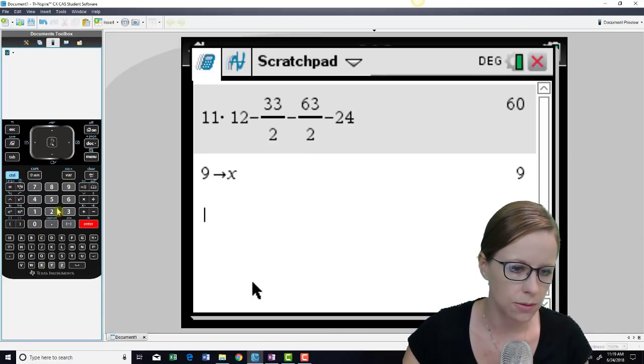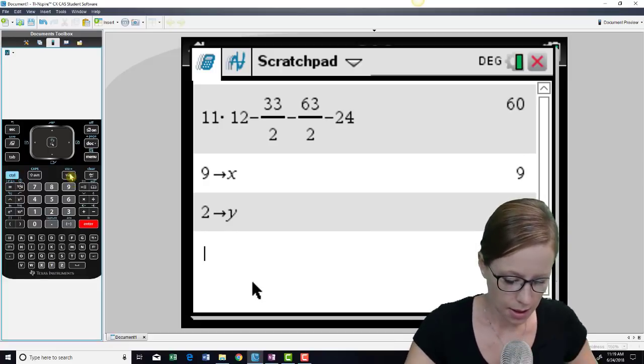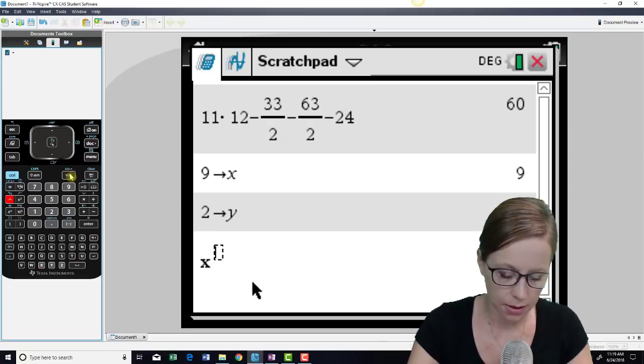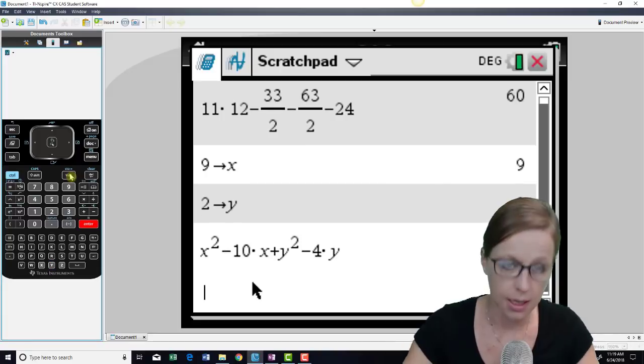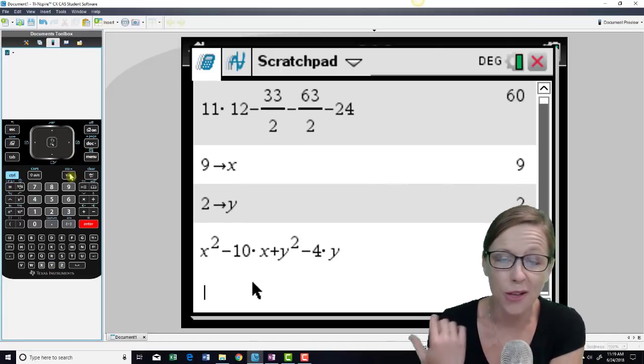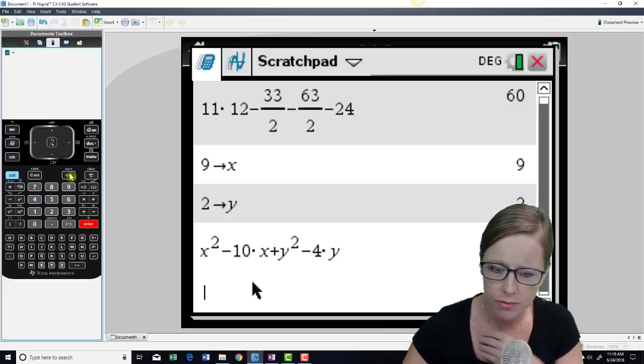What did I say y was? 2. Control store for y. And then you can just type it in: x squared minus 10x plus y squared minus 4y equals negative 13, right? Holy smokes, that worked. So you could go through the choices like that and see which one was true.